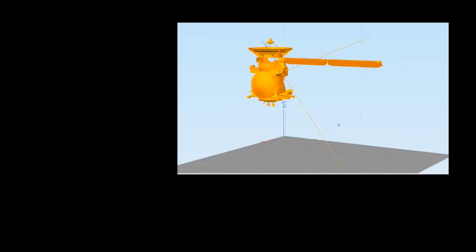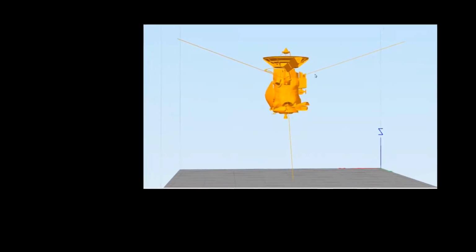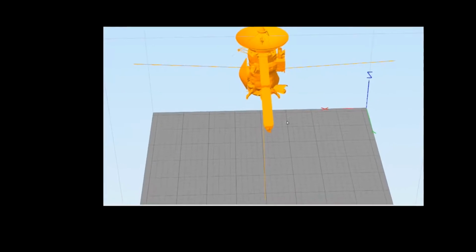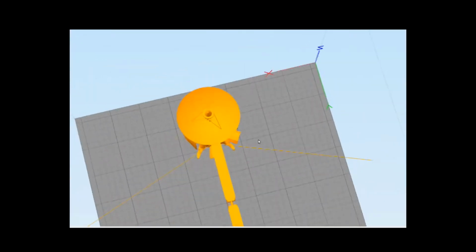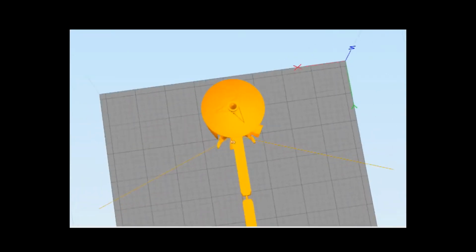Next up is Cassini. Who doesn't love Cassini? Oh my goodness. When you look back at all the years and years of stunning images that it sent back of Saturn and its moons and also of other planets, it's easy to understand why Cassini has a very special place in many people's hearts.